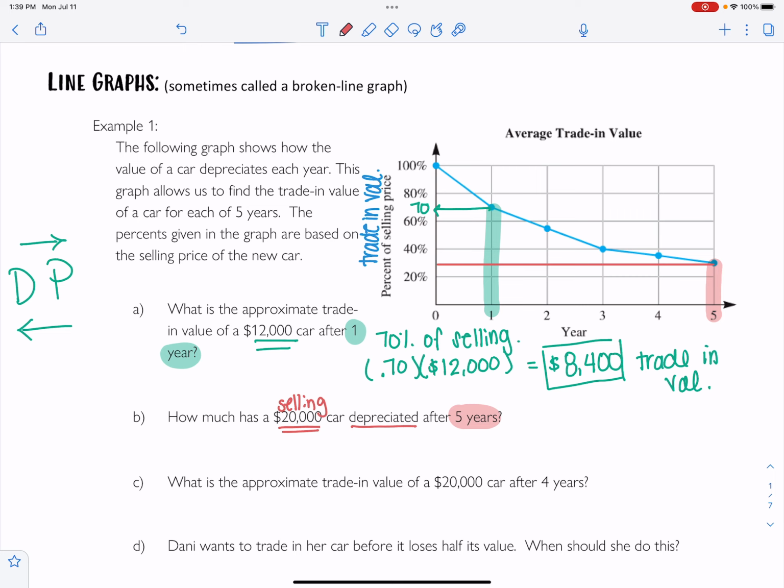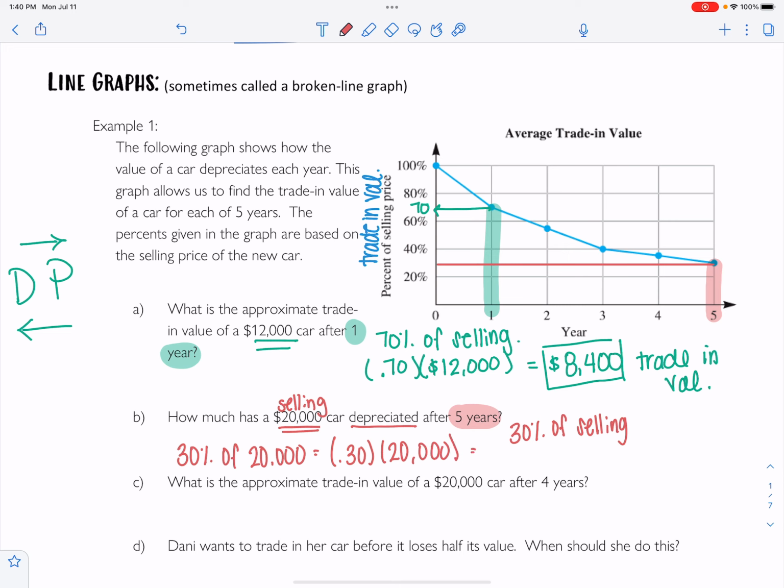And I'm going to say that looks about 30%. You could maybe even say that it's 25%, but I'm going to go with that. That's 30% of the selling price. And so I'm looking for what is 30% of my selling price, $20,000. Well, just like before, I need to convert that to a decimal and then multiply. So that is going to give me a trade-in value of $6,000.